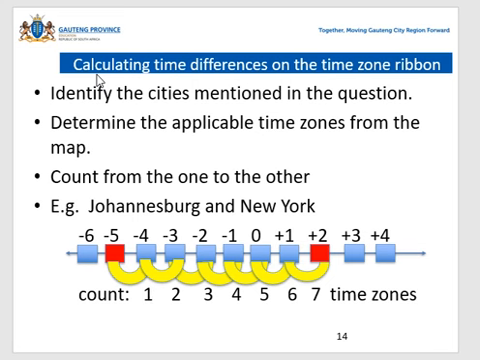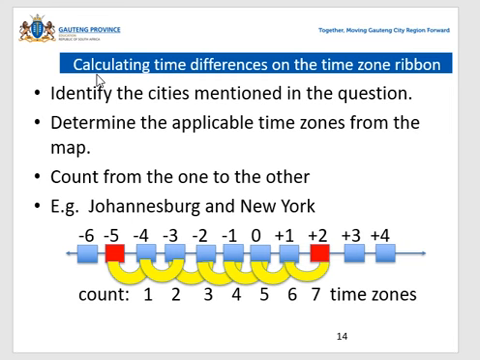Right, we are going to continue with calculating time differences on the time zone ribbon. This is very, very important. When you read a time zone sum, first identify the two cities that you are going to work with. And remember, you can only work with two cities at a time. Then determine the applicable time zones from the map. So you are going to look for those two cities if it's not given to you.